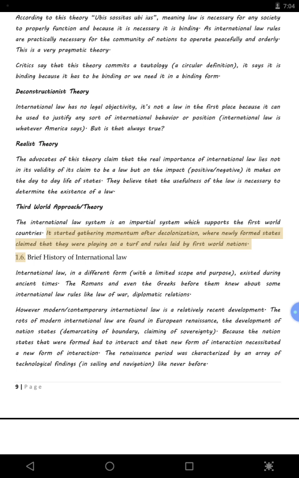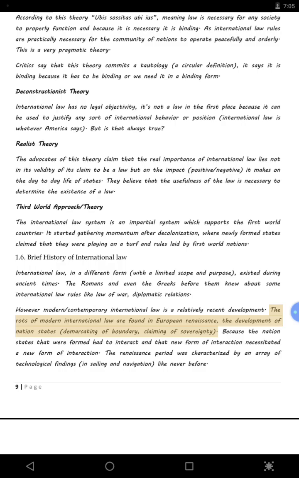1.6. Brief history of international law. International law, in a different form, with a limited scope and purpose, existed during ancient times. The Romans and even the Greeks before them knew about some international law rules like the law of war and diplomatic relations. However, modern, contemporary international law is a relatively recent development.